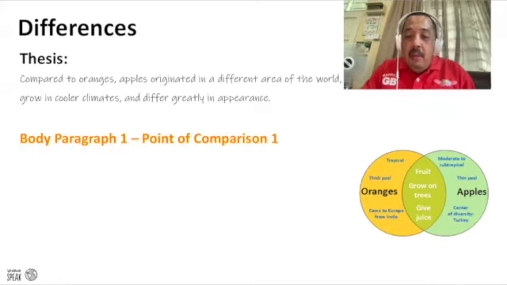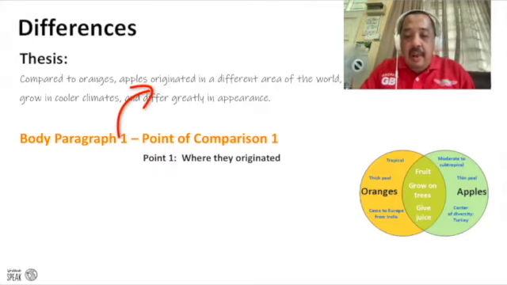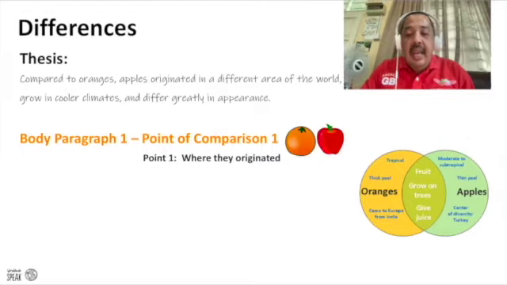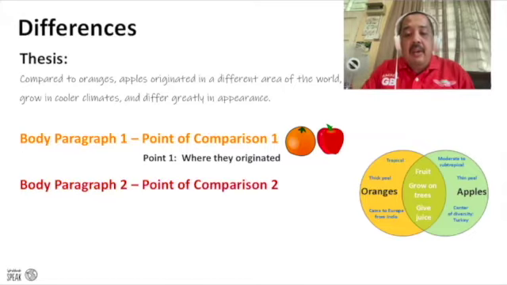Well, body paragraph number 1, point of comparison number 1 is going to be where they originated. Do you see how I mentioned that first in my thesis? It has to be the first body paragraph, so there's no confusion, and it flows nicely when the reader is reading it. Now you mention the orange first, and then you mention the apple. Remember, here in our thesis we mention our orange first and then our apple.